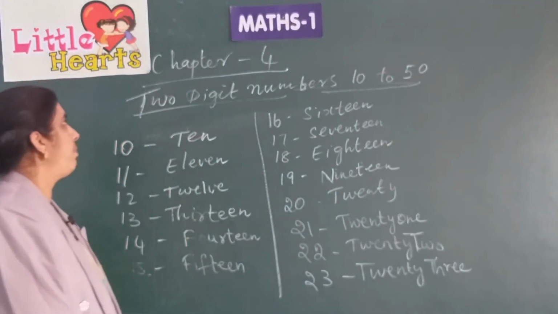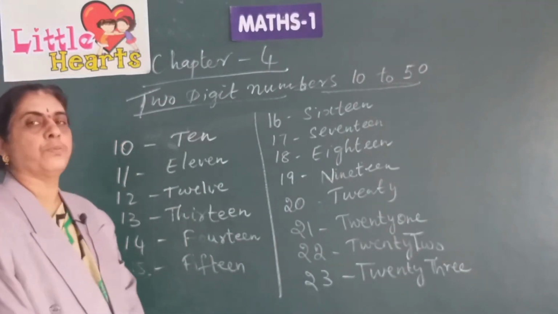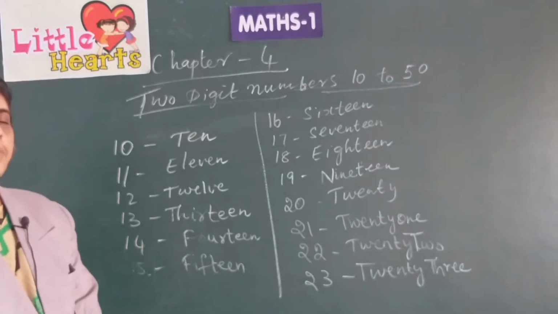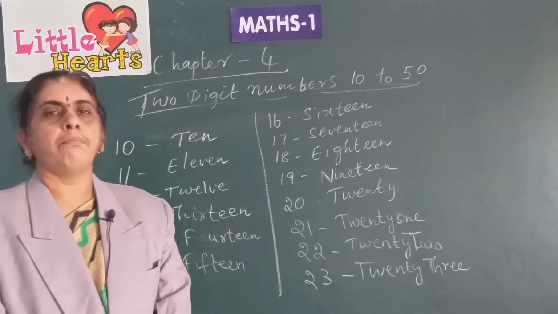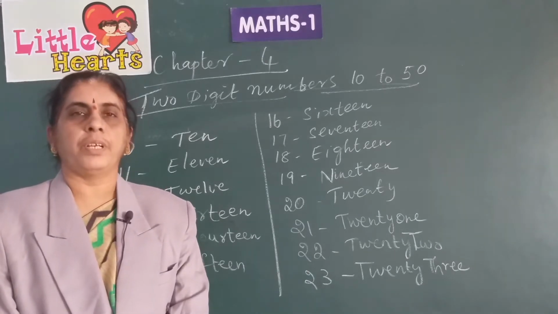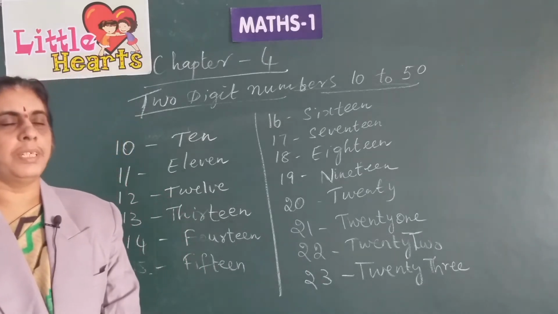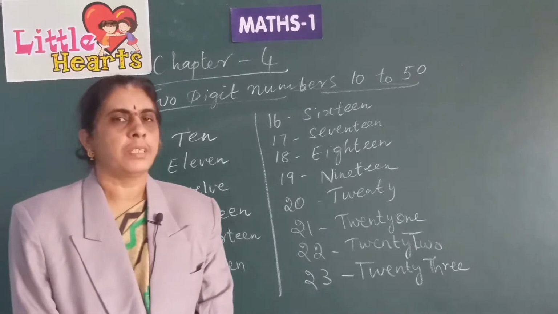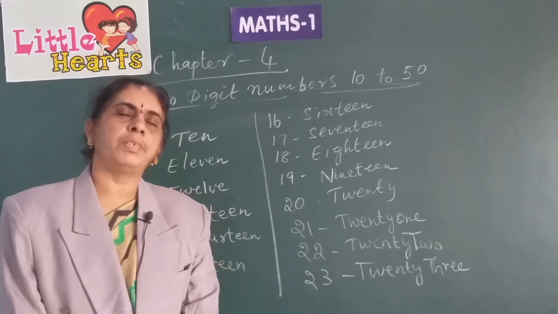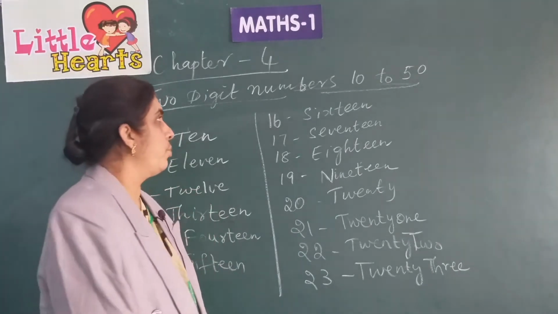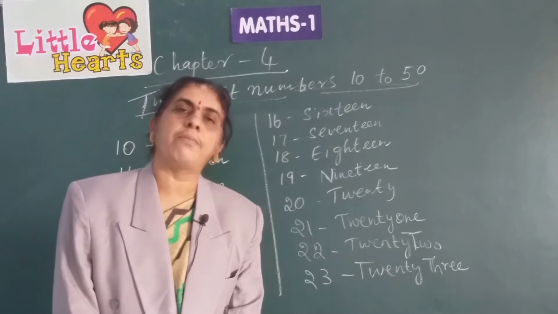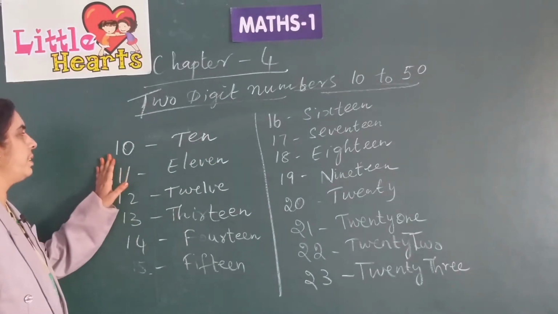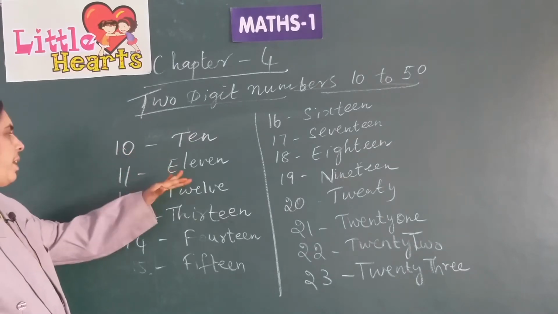And the fourth chapter is two-digit numbers 10 to 50. Children, already we learned how to read and write numbers from 0 to 9, and we use these 0 to 9 numbers for writing two-digit numbers from 10 to 50. The first and foremost two-digit number is 10. That is 1 followed by a 0 is 10.